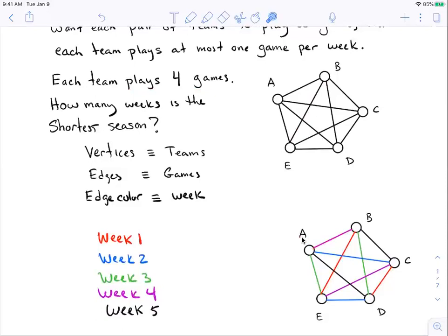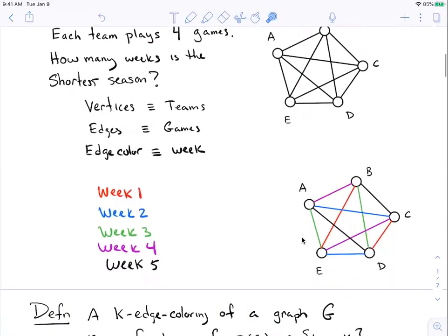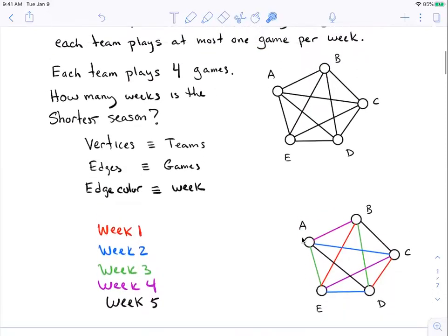But we want each team to play at most 1 game per week, not exactly 1 game per week, but at most. So just rephrasing the question in graph theoretic terms, I'm asking, what is the smallest number of colors that I can use to color the edges of that graph in such a way that no 2 incident edges get the same color?